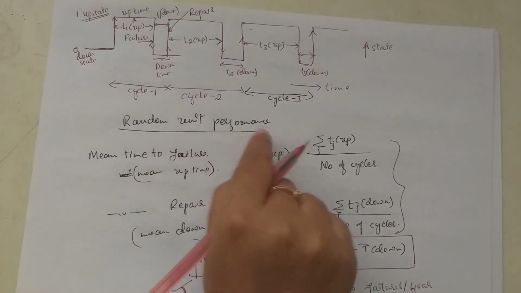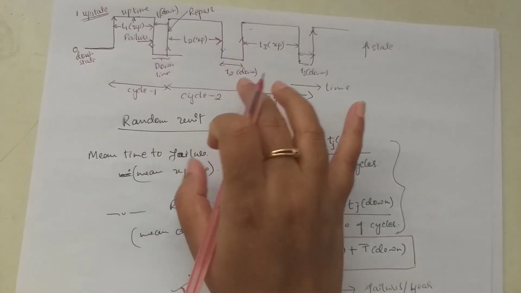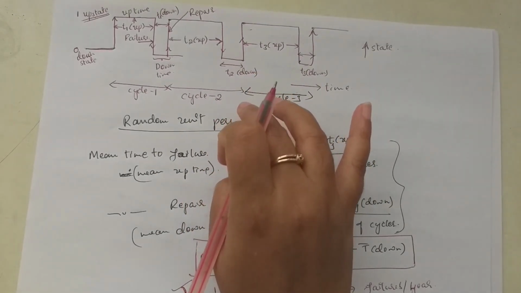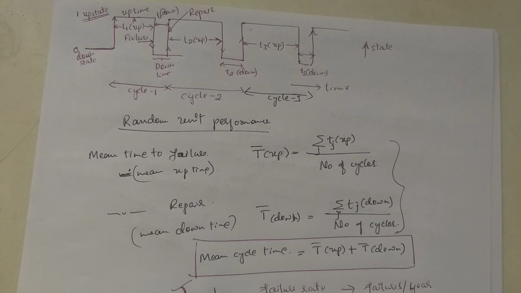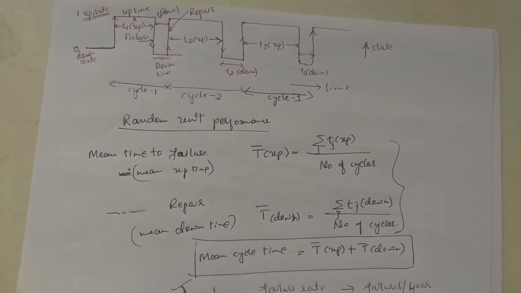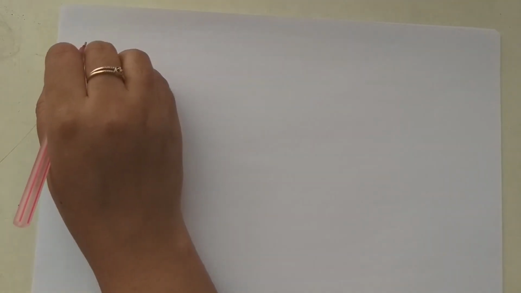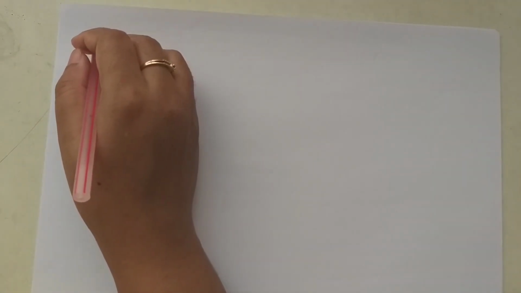Here random unit performance is drawn based on the previous data or history. So repair rate as well as failure rate will be calculated based on the past data. Now let us calculate the probability of unit being up and probability of unit being down.